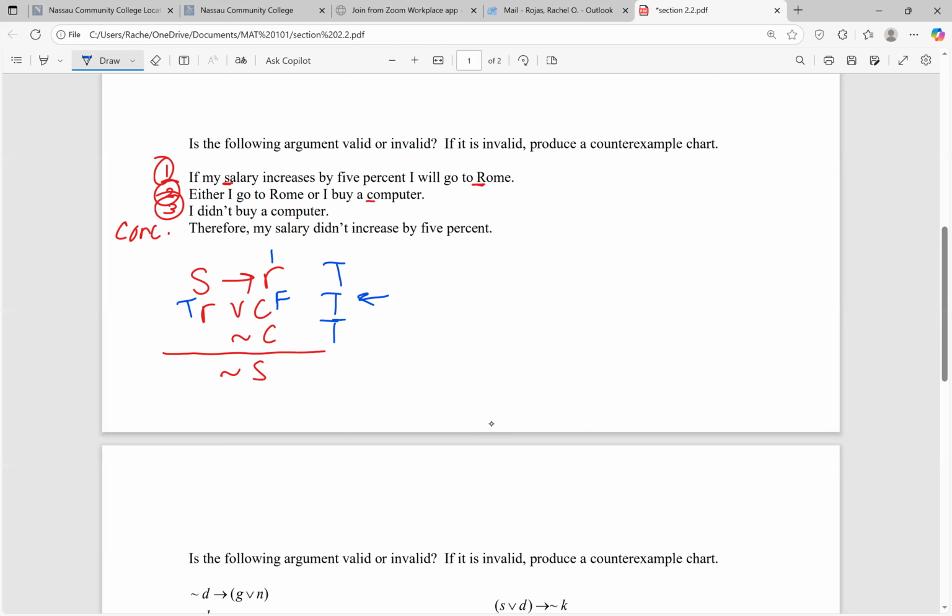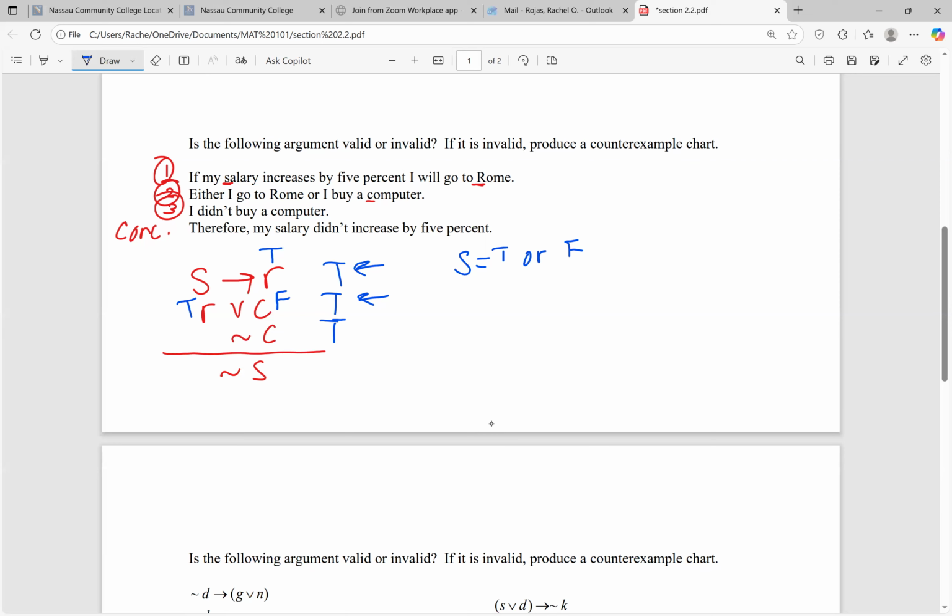So then this R is also true. It's the same R, right? So we have this conditional statement that we're assuming is true, and the right-hand side is true. So what does that tell us about the left-hand side S? Well, if S was true, true implies true is true. Or if S was false, false implies true is still true. So actually, S could either be true or false, and it would still make that first premise true.